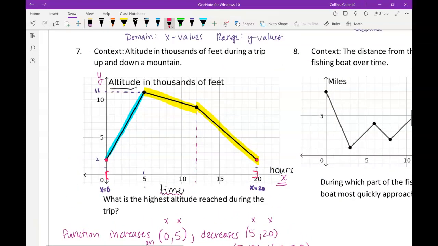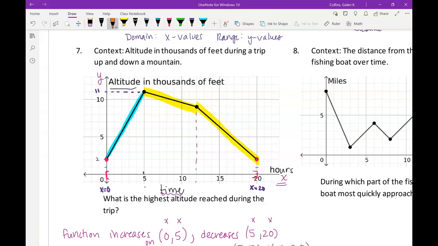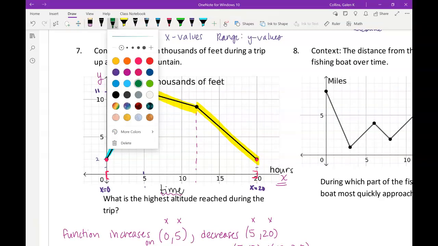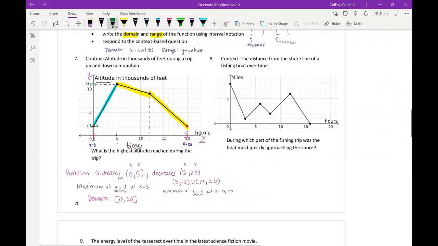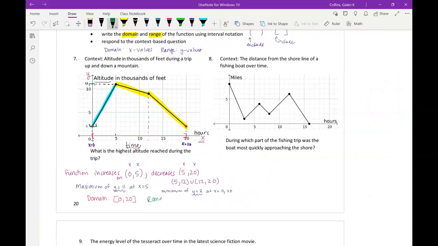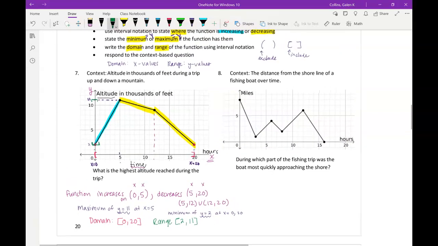Now for range, we do a similar thing, but we do it on the y-axis. So for my range, I could see my lowest value is that minimum value of 2. And again, I want to include the 2 because I have a closed circle there. And my maximum y value that I see on my graph is 11. So my range of values is from and including the 2 all the way up to and including the 11. So again, we use brackets there.